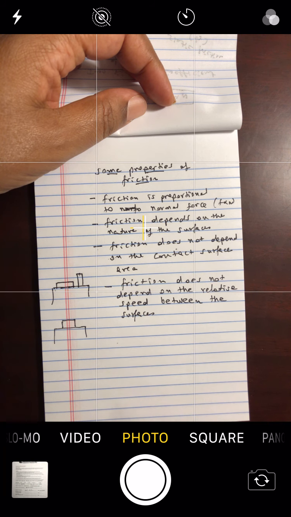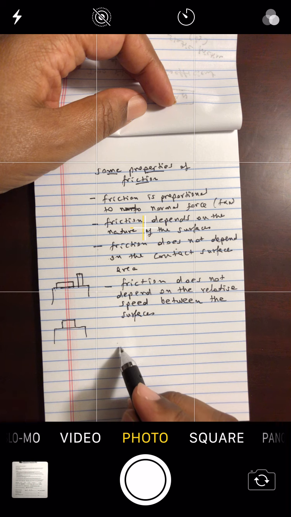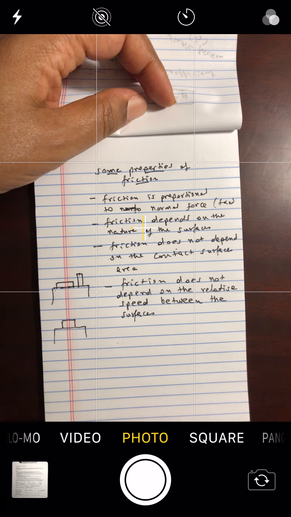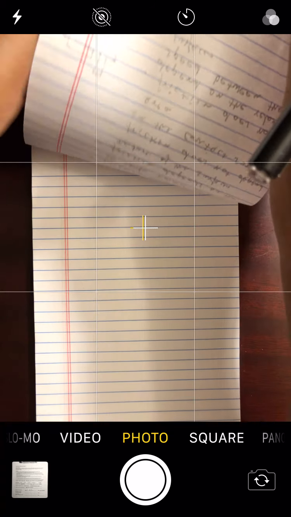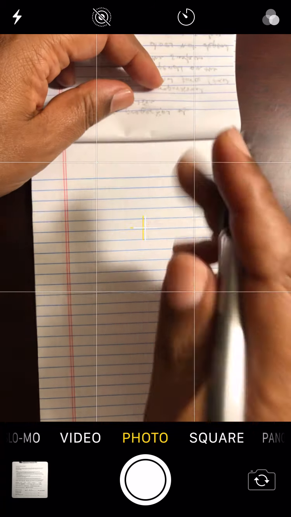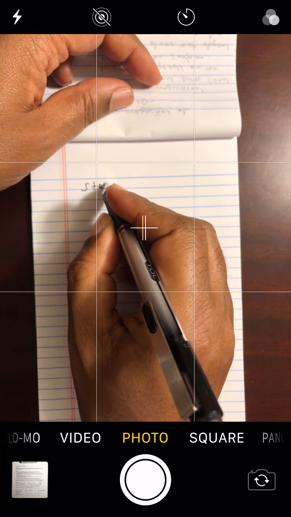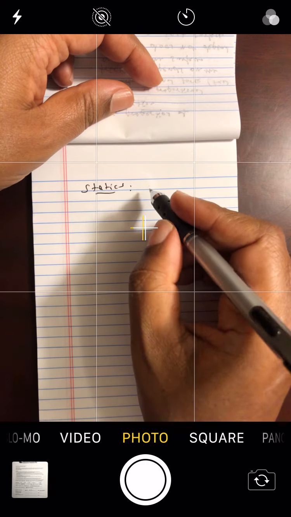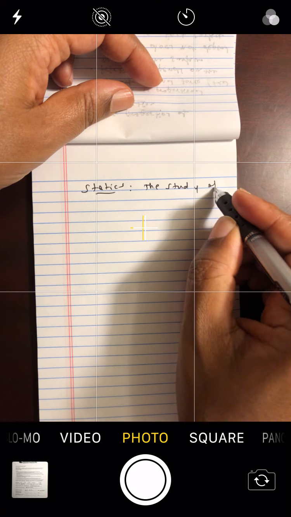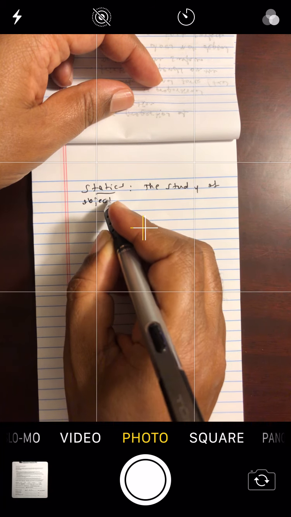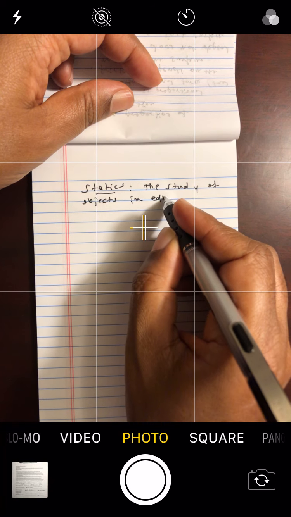All right. Now, we're going to use two kinds of motion. The first one is called statics, the study of objects at rest, and the second is called dynamics, the study of accelerated objects. So we're going to start by looking at statics, then we'll look at dynamics. Statics is the study of objects in equilibrium or at rest.